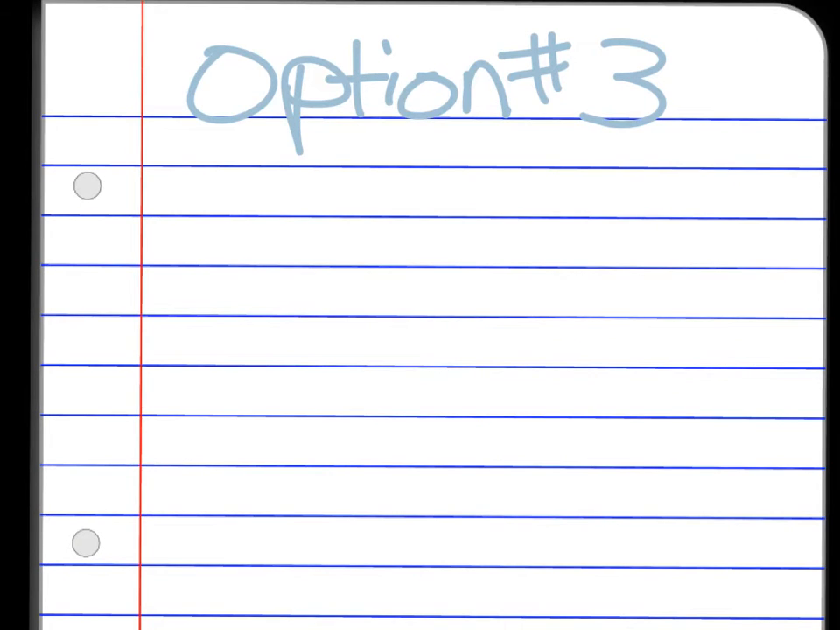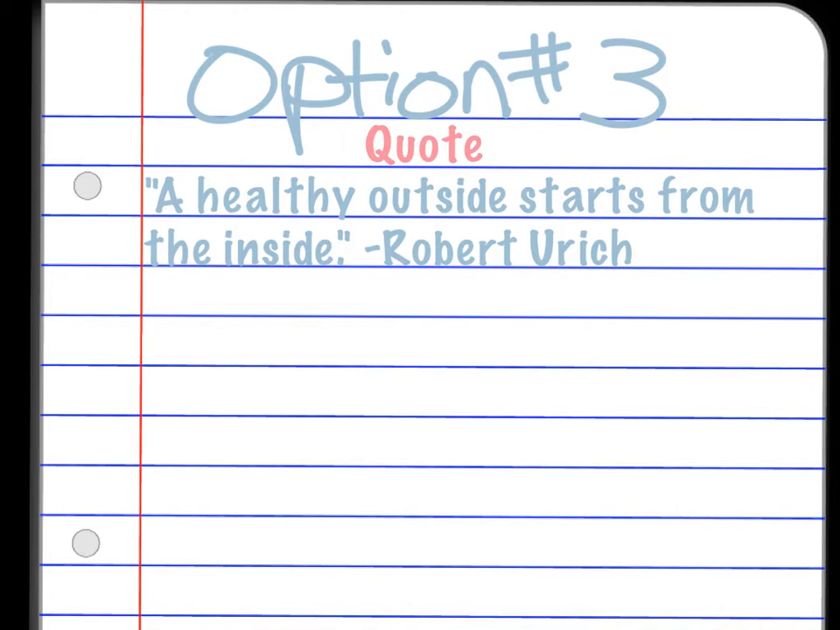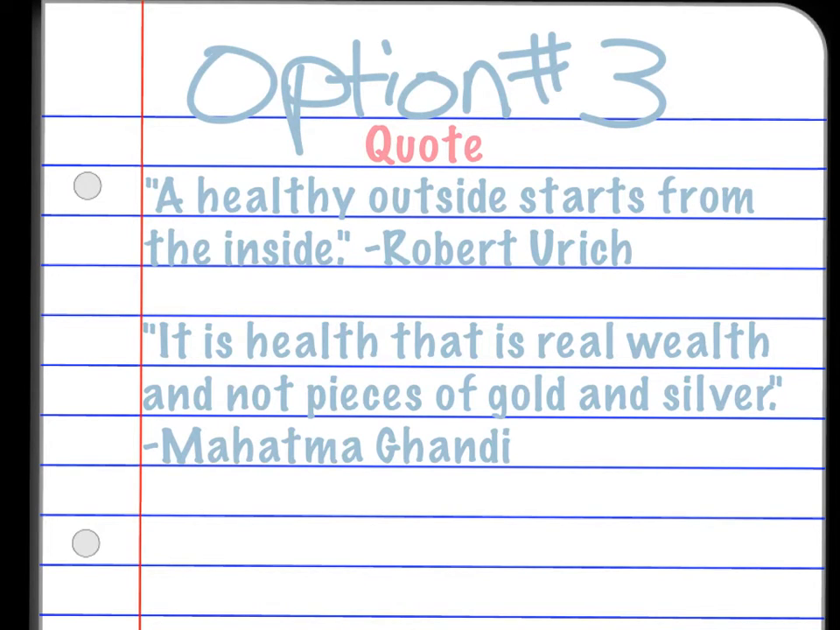A third way would be to use a quote by someone famous that connects to your topic. Since medicine bags are our topic, we want to find some quotes about nature, health, and spirituality. Some examples are, a healthy outside starts from the inside, a quote by Robert Urich. Or, it is health that is real wealth, and not pieces of gold and silver, by Mahatma Gandhi. If you choose this option, just keep in mind that it is a little more difficult because you do have to connect your quote to your writing.